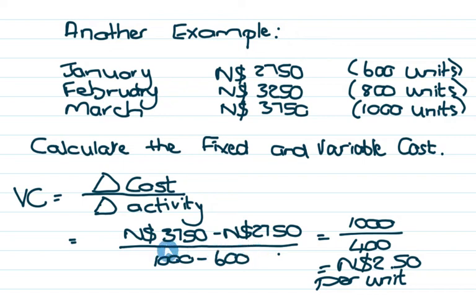All right, if I look at my units, my highest were 1,000 units, and my lowest were 600 units. So it's 1,000 less 600 equals 400. If I divide 1,000 by 400, then I will get 2.50 per unit. So I'm saying, according to this information, my variable cost is 2.50 per unit.